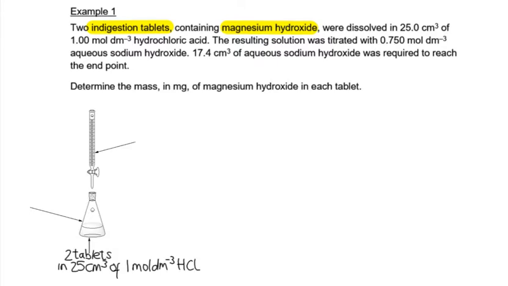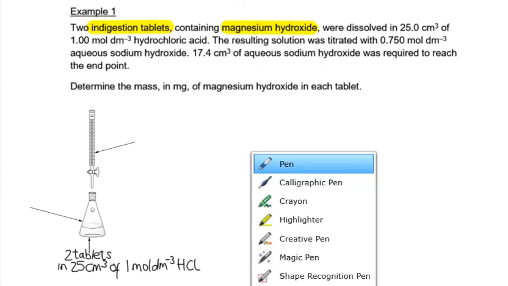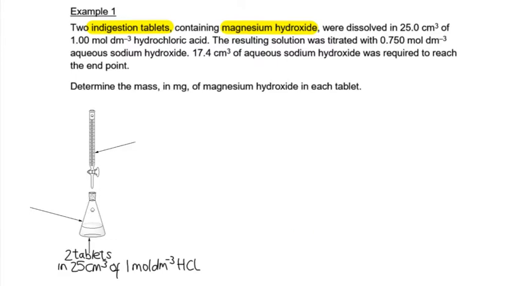So this 25 centimetres cubed of 1 mole per decimetre cubed HCl is our £50. It's our too much stuff, our too much money, and our 2 tablets, our Woodies. 25 centimetres cubed of 1 mole of hydrochloric acid is way too much to spend on 2 tablets. It's an excess. So we're going to have some hydrochloric acid left over. Okay, so we're going to titrate what is left over.